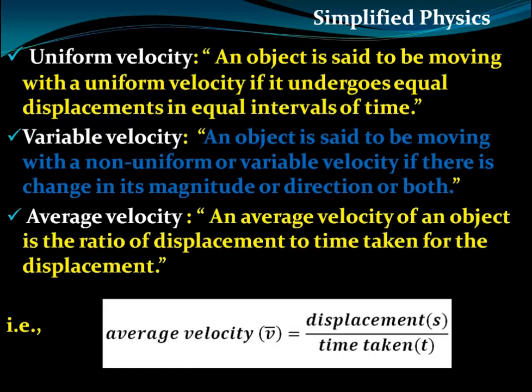In such a condition, we can say that the body has variable velocity. Average velocity: if the body is moving, simply the ratio of the displacement by the time taken gives the average velocity, v bar. v bar is simply displacement by time taken.